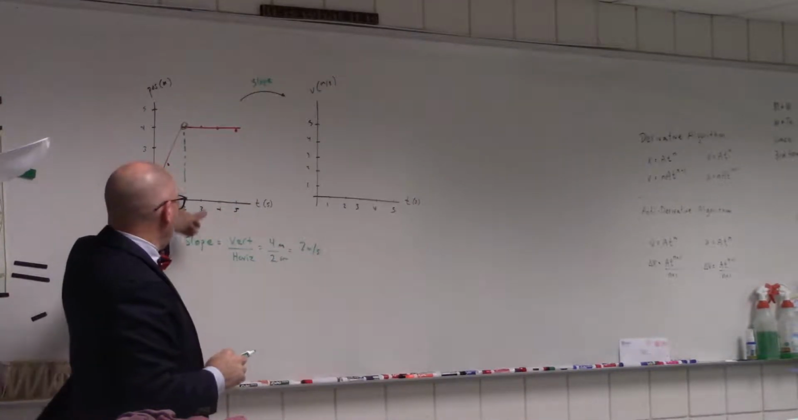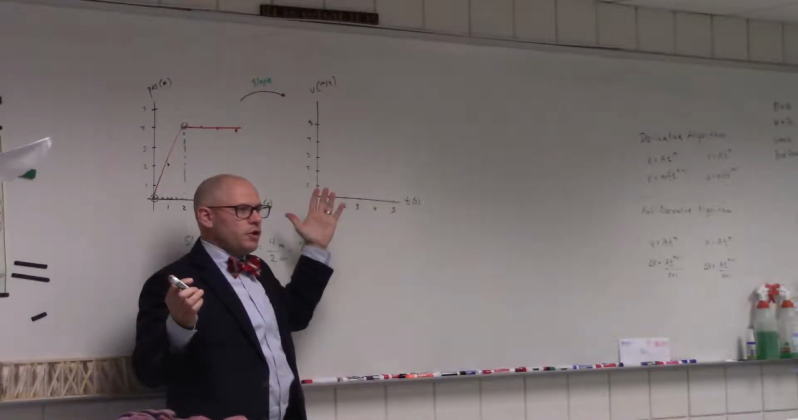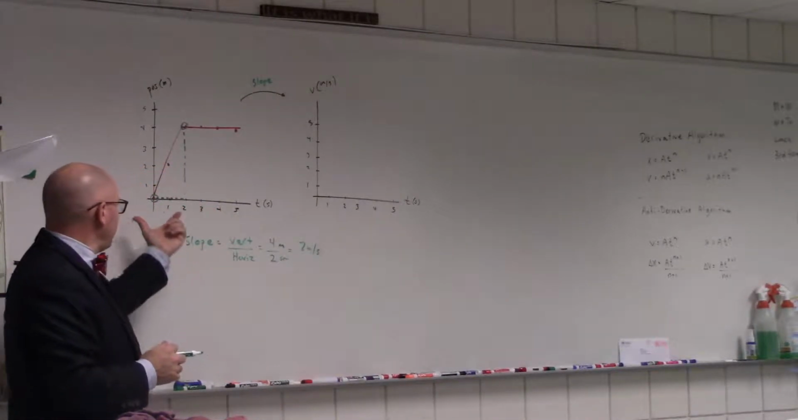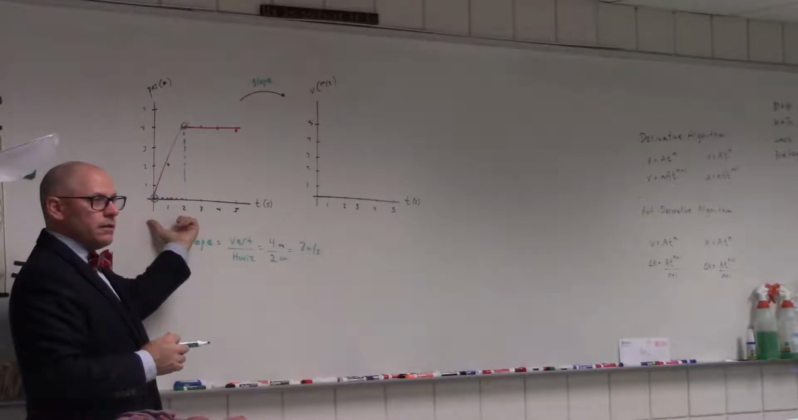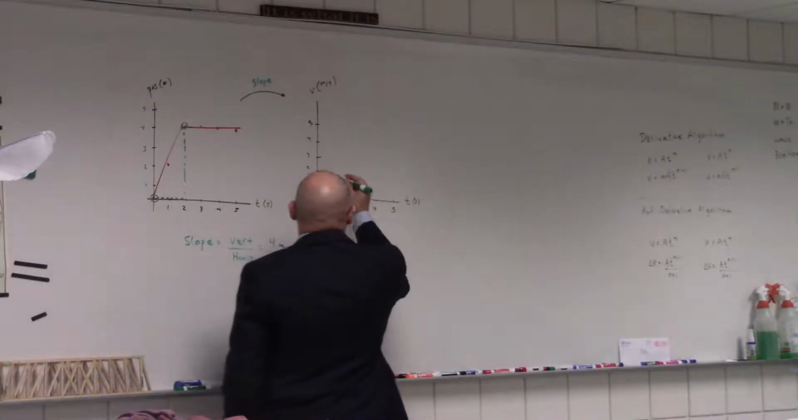So, if the slope is 2 meters per second, then what's the velocity value? It's 2 meters per second. But here's the question. How much time does it last? It lasts for 2 seconds. So I know the value is 2, and it lasts for 2 seconds, so I'm going to draw it.